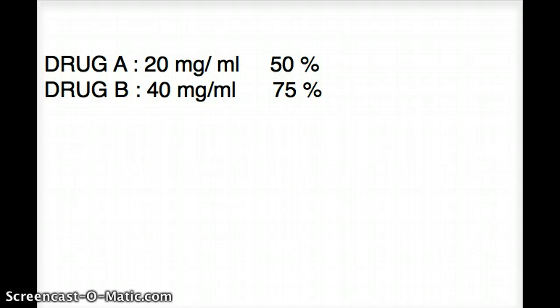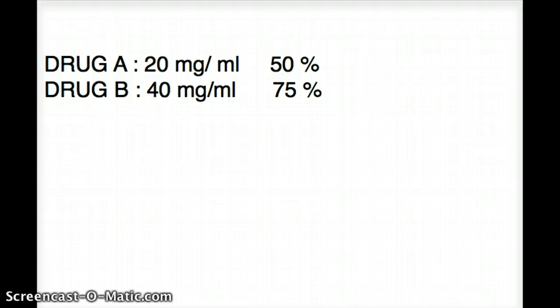So the question deals with something like this. Let's say there is a bunch of rats. They're given two different kinds of drugs which create the same effect, let's say asthma drugs. Drug A is an asthma drug, drug B is another asthma drug, and drug A is given 20 milligram per milliliter, and that produces 50% of its effect, while drug B is given 40 milligram per milliliter, and that produces 75% of its effect.